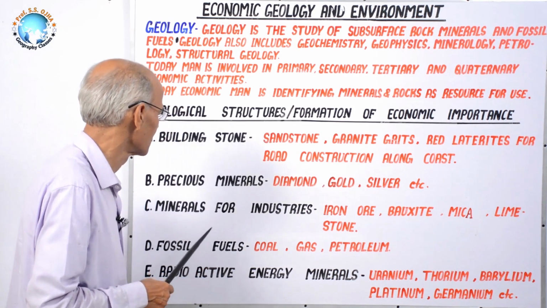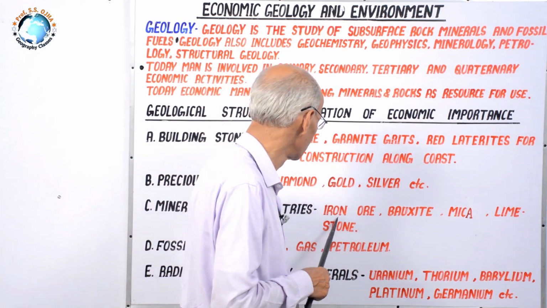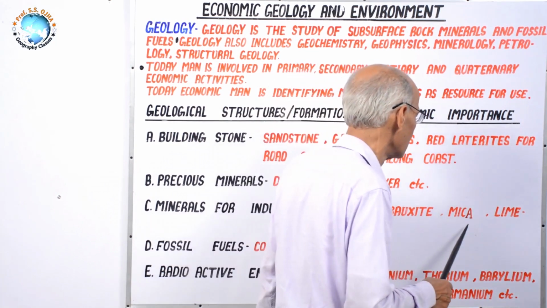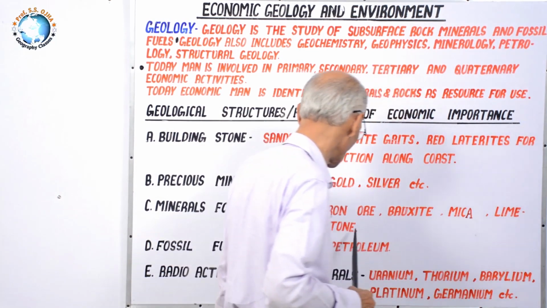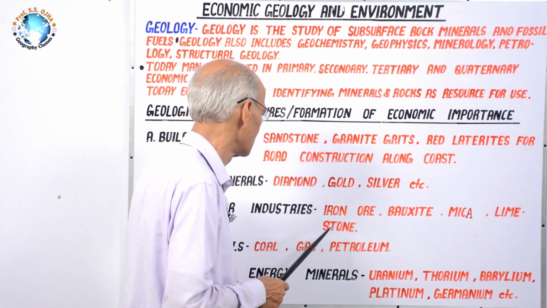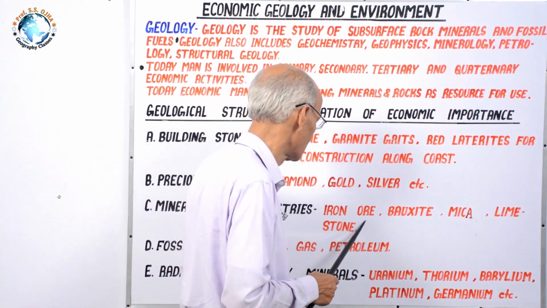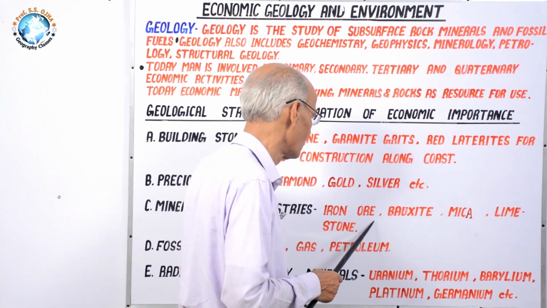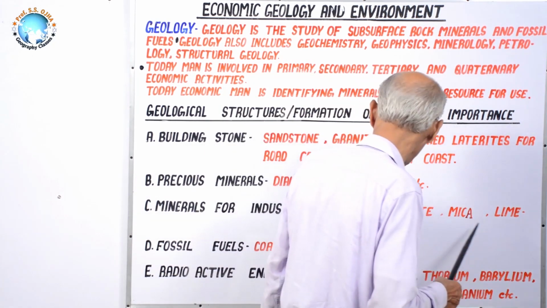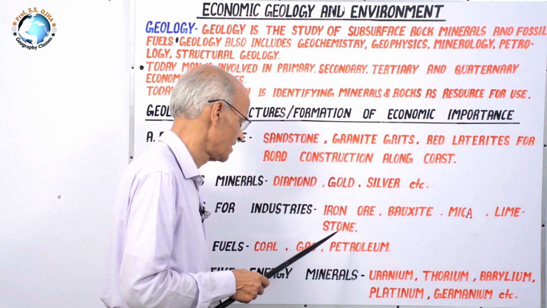Third one is minerals for industries. Among those minerals, although the list is very long, iron ore, bauxite, mica, and limestone are important resources for a number of industries. For example, iron ore is mined for the iron and steel industry worldwide. Likewise, bauxite, mica, and limestone are being mined and used for the cement industry.